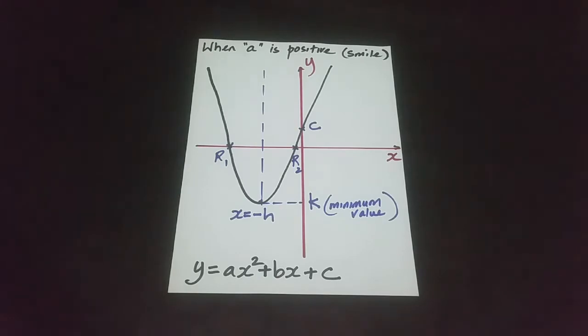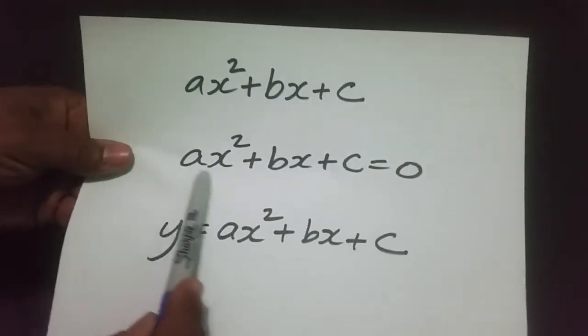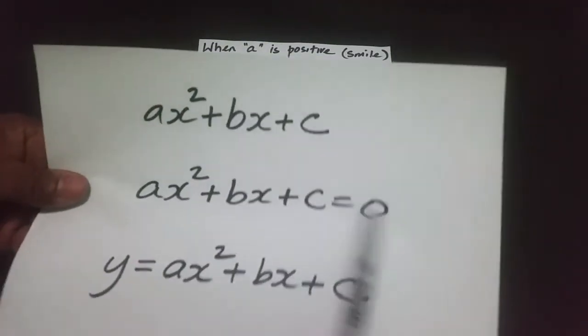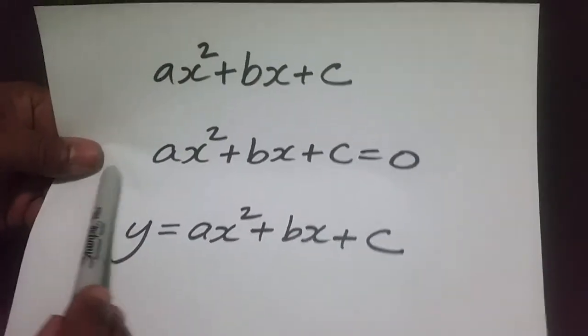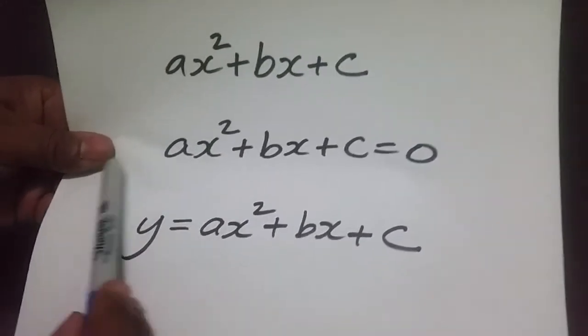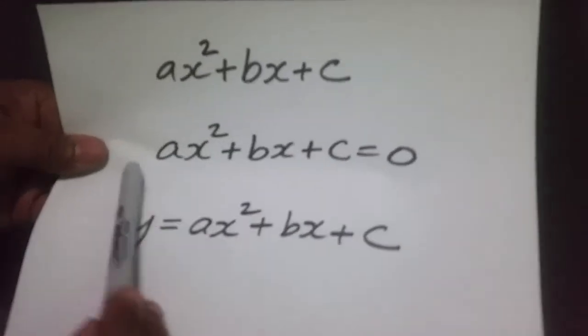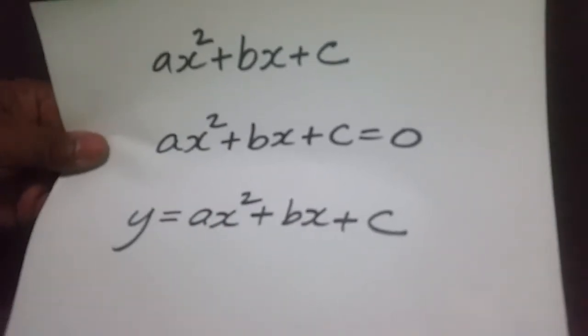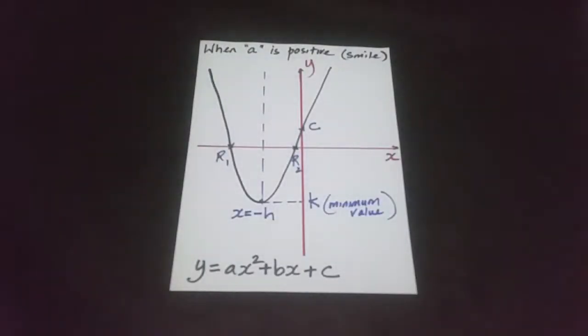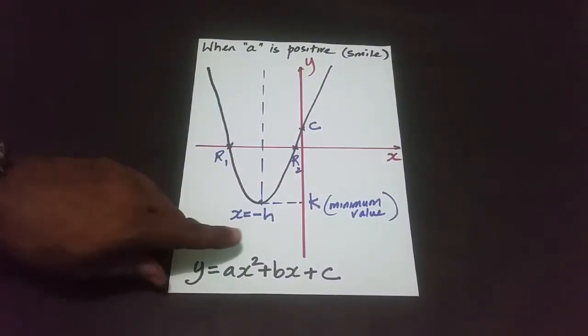How do we get the roots? When we use this equation here, have 0 on the right hand side, and we solve using either the factorization method, quadratic formula method, or completing the square method. This is what we use to determine the two values of x, and those two values are referred to as the roots. The next thing is h.